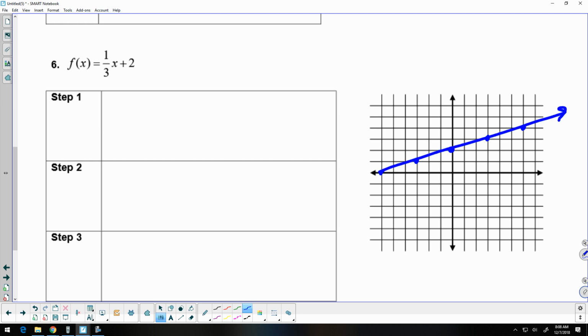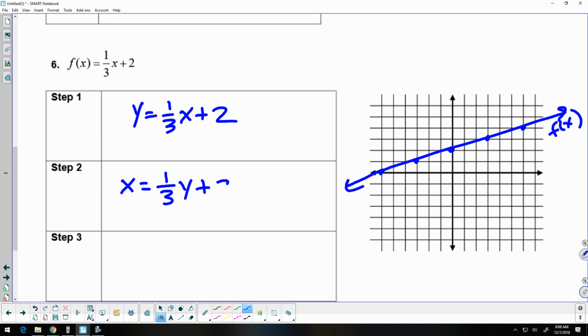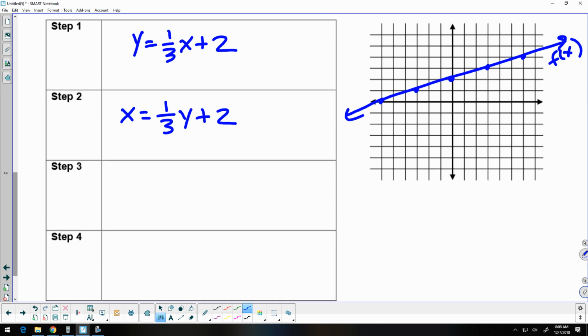Okay, so here's our original. This is the function given to us. Here's f of x. We'll label it. And now find the inverse. Again, that's just y equals 1/3 x plus 2. Now switch them. So x equals 1/3 y plus 2. And now start solving this new equation for y.